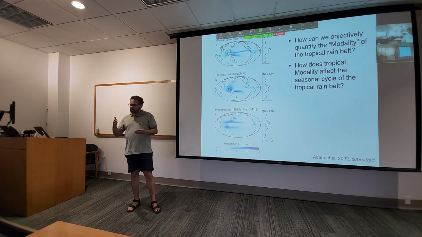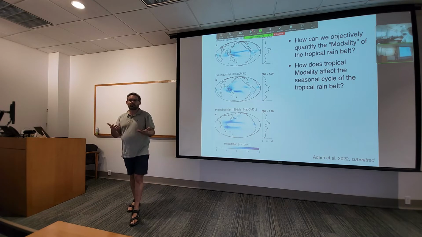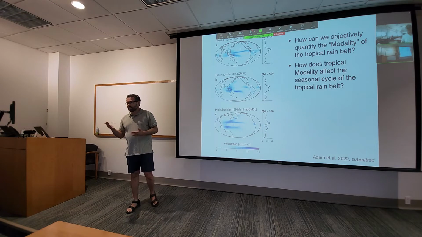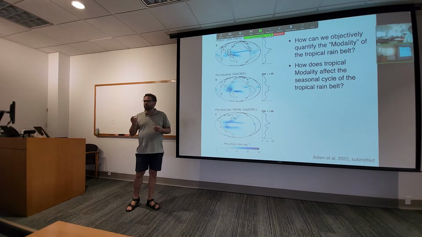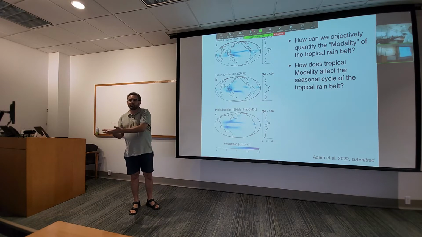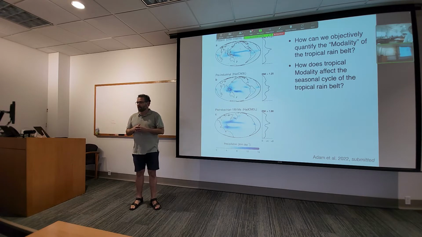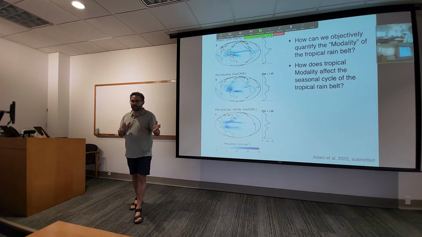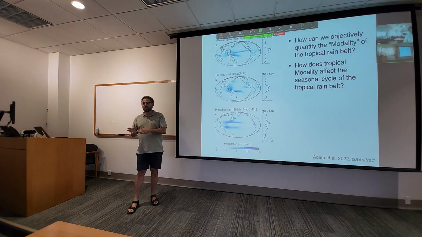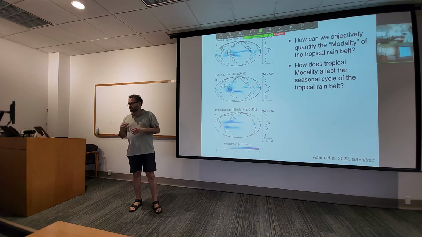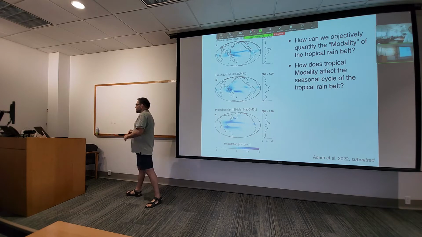As you can see, the present climate is closer to a unimodal precipitation distribution, and during the Pliensbachian conditions it's a very strongly bimodal distribution. So the question is, can we put a number on how close it is to being a unimodal or bimodal distribution, and whether that actually has some significance. As I'll try to convince you, this actually does matter. It's important to distinguish between unimodal and bimodal distributions when we examine the seasonal cycle of the tropical rainfall and some aspects of the large scale circulation.